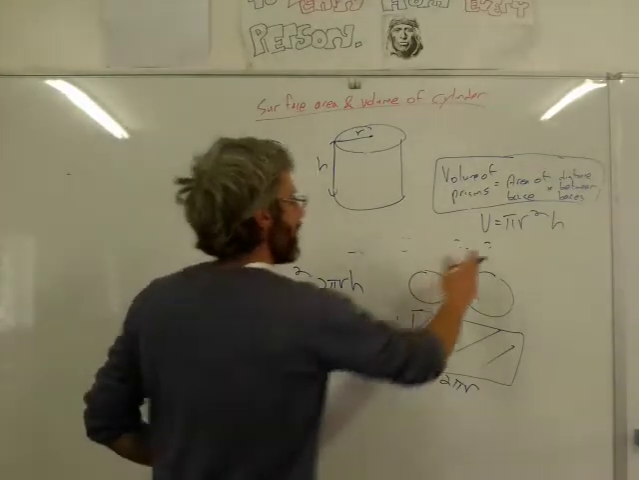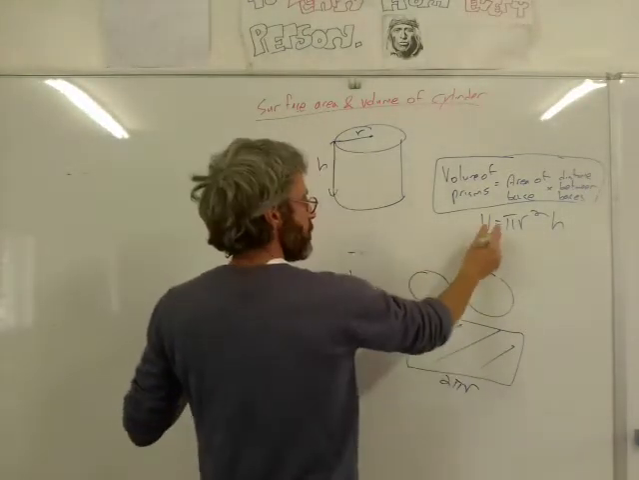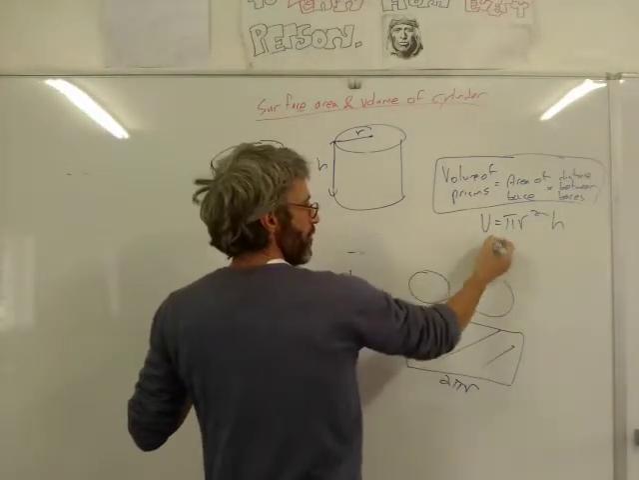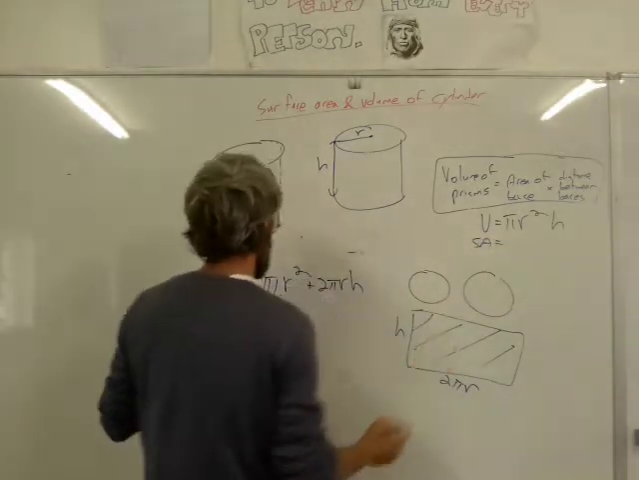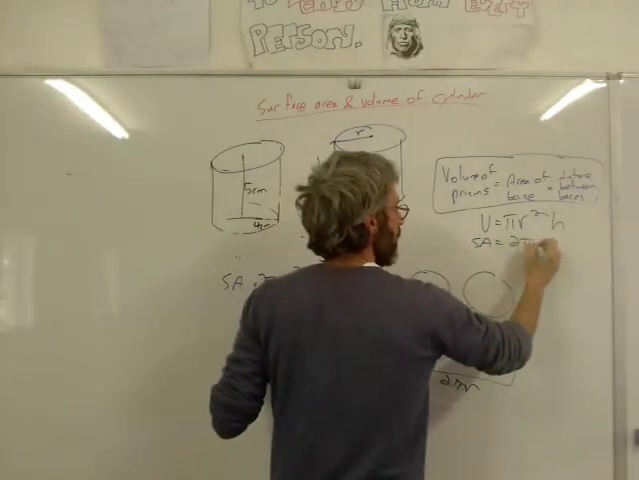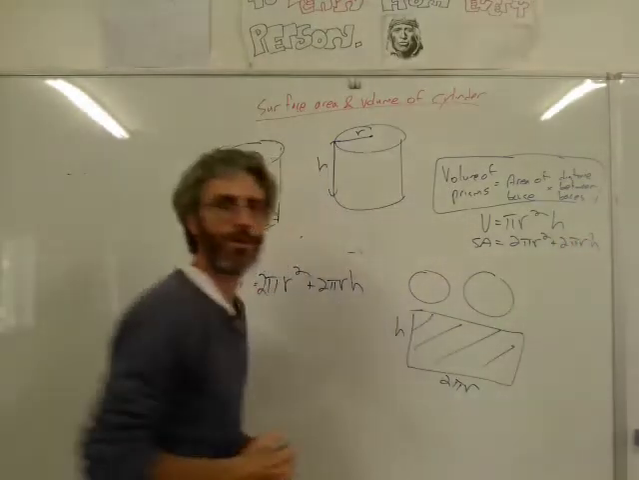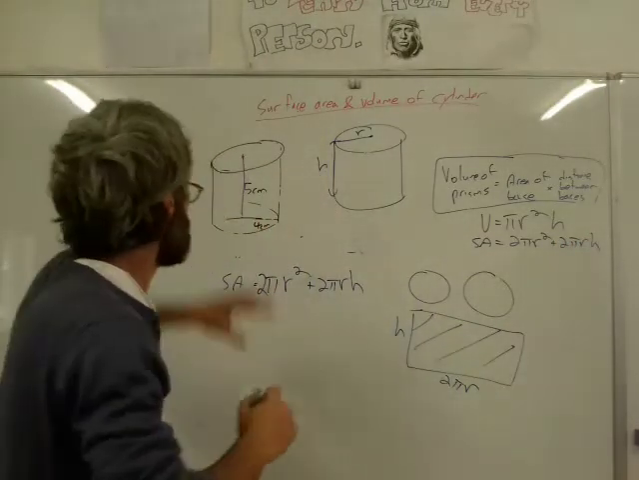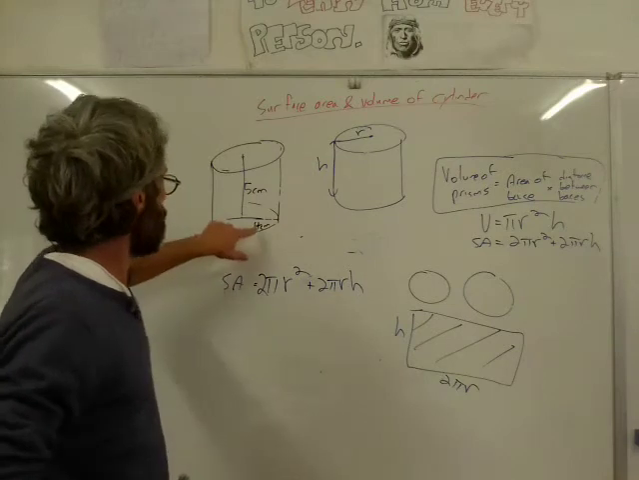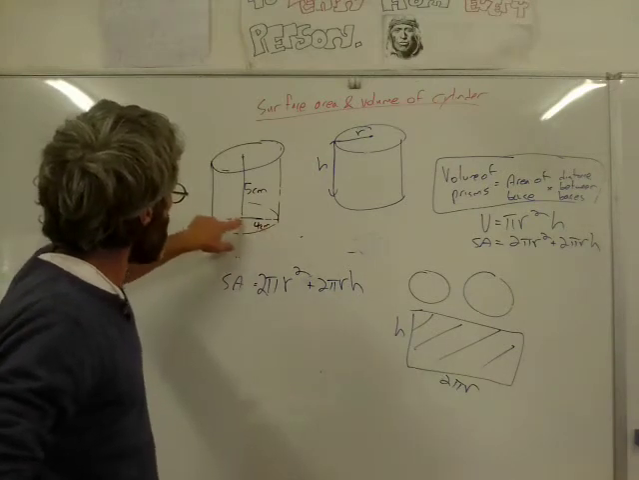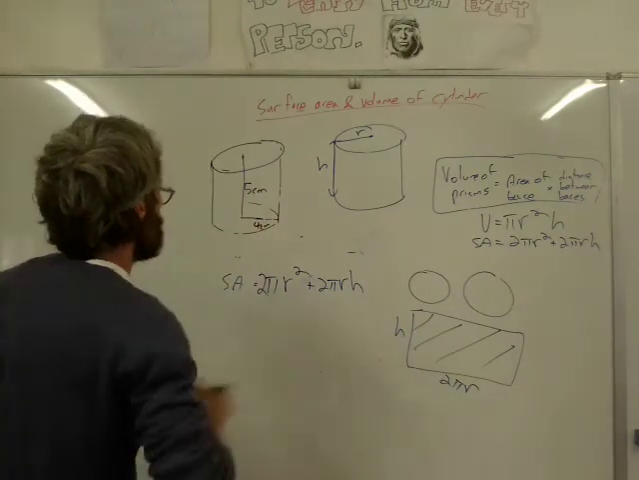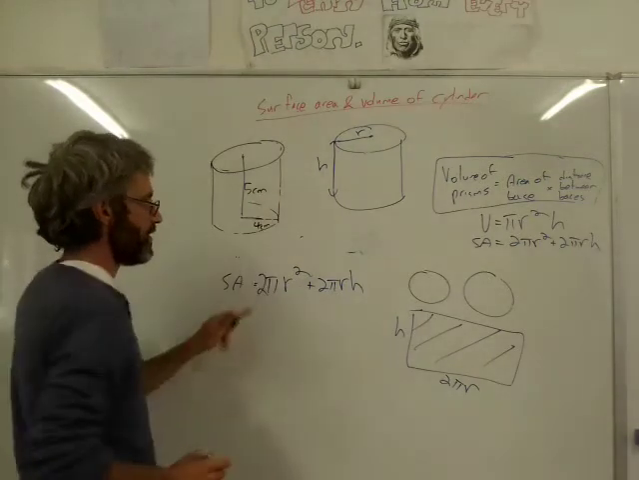I'm going to just write that down. This was the volume. This is the formula for the volume. The formula for the surface area is 2 pi r squared plus 2 pi r h. Now let's go back to our examples. Let's work with the radius being 4 centimeters and a height being 5 centimeters. What will be the surface area?